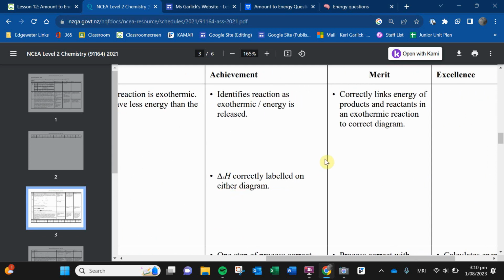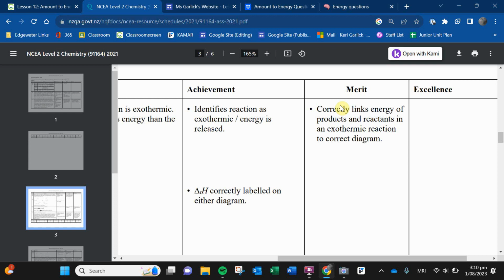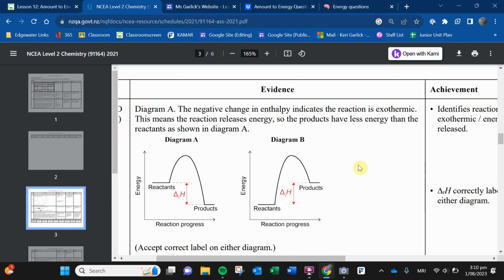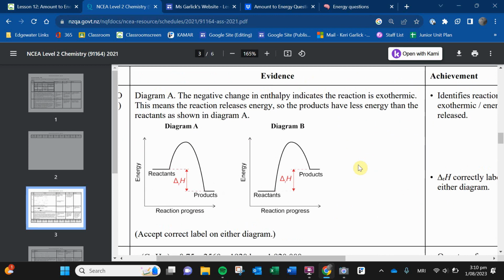All right. The merit point for that first one is correctly linking the energy of the reactants and products of an exothermic reaction to the correct diagram. So just explaining what you see. It's cool. So saying, I know that it must be diagram A because I can see that energy is being released because the products have less energy than the reactants do. So they're no longer stored in the bonds. They have been released to the environment.